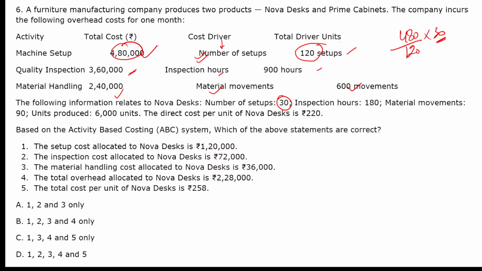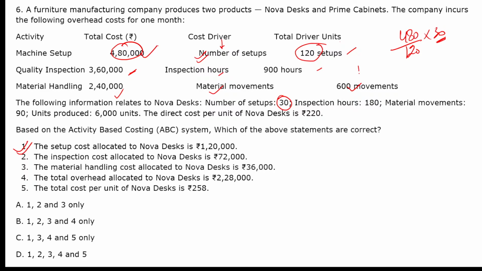480 divided by 120 is 4000 per setup. Yes. Number of activity drivers is 120, so 480 divided by 120. Do you think this is correct? Yes, that is correct, which will give you 4000 per setup. Setup cost will be 30 into 4000, which is 120. So this is correct.